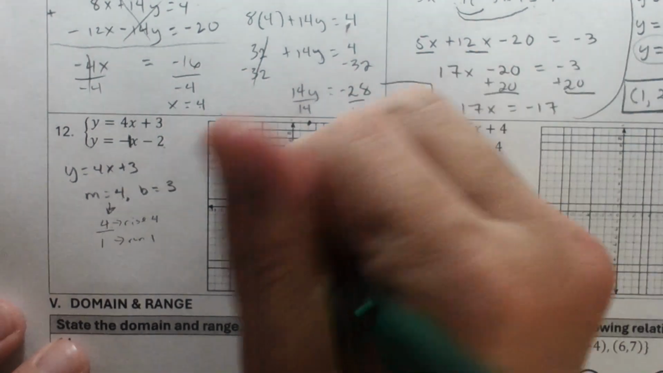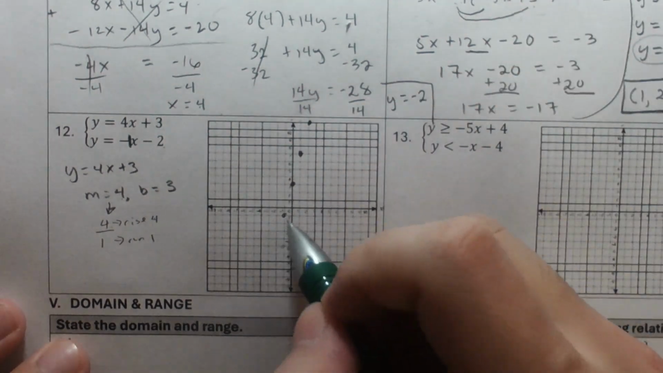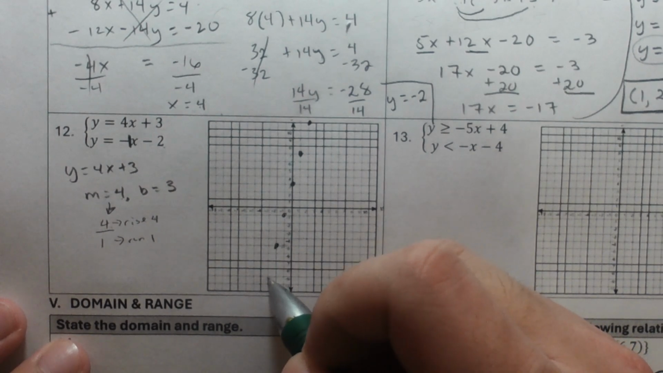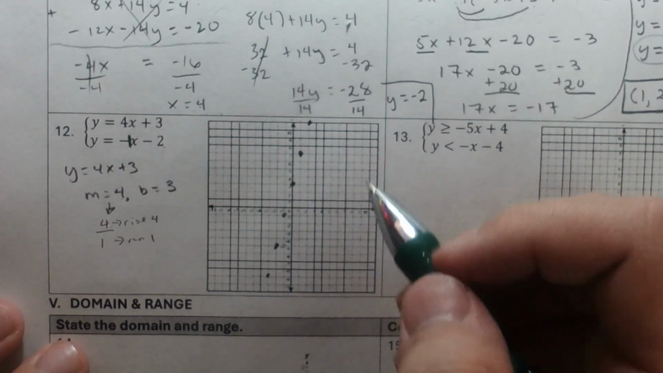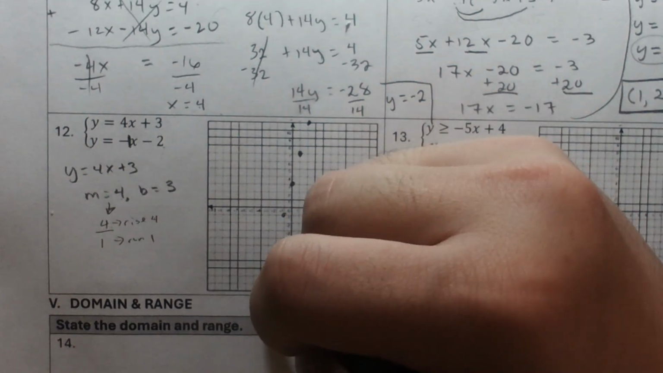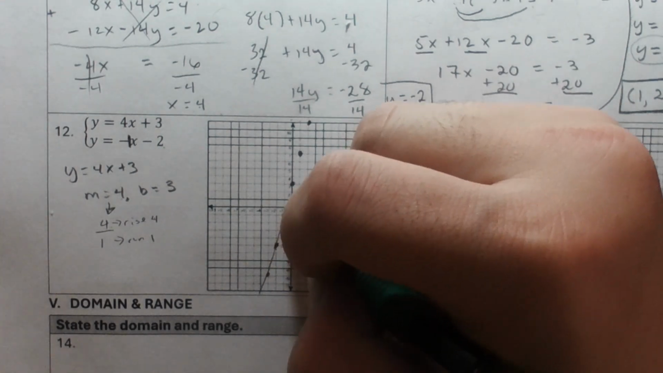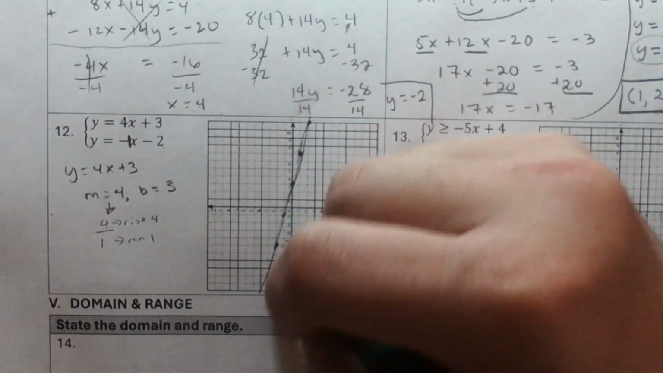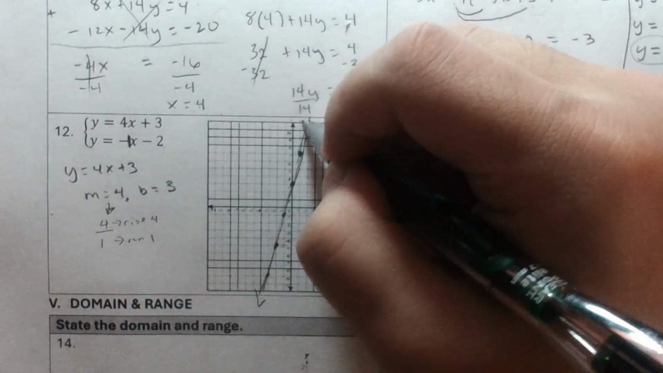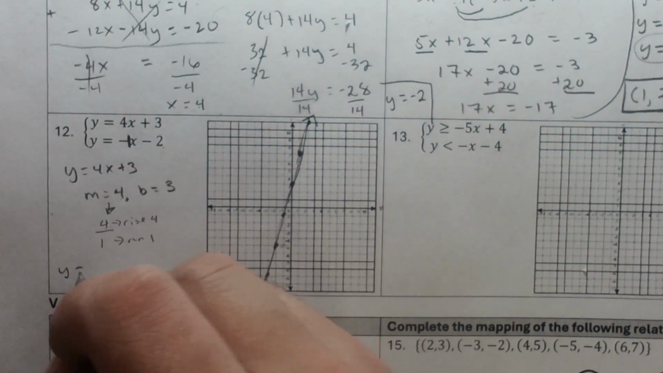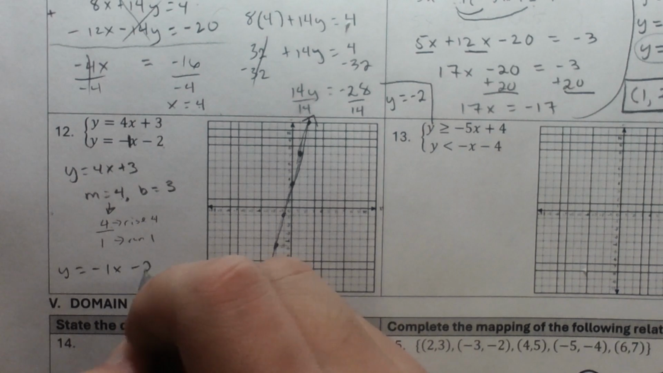Oops, I didn't mean to put a dot there. You're going to go down 4, left 1, down 4, left 1, and look at that. You have your line for that first equation there. This is not going to be perfect, but this is what we have right now for our first equation. And then for our second equation, we have y equals negative 1x minus 2.